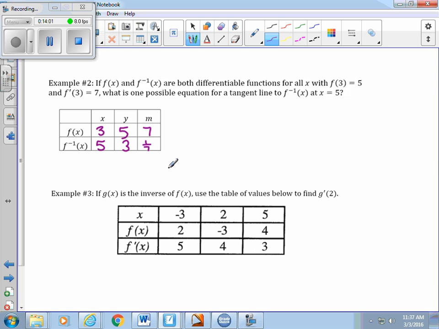See how the table's so useful? So what is the tangent line? Oh, you got the tangent line of the reciprocal. So you wanted the tangent line to f inverse at x equals 5. I'm going to stall for a moment and let y'all process and write.